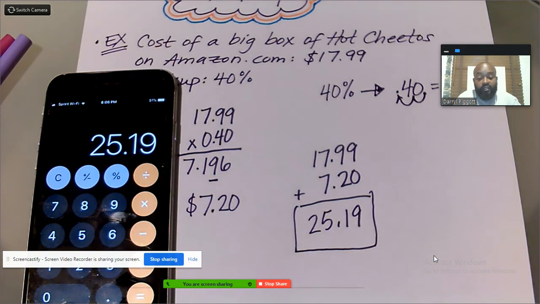So hopefully, the main thing you need to understand is that on a markup, you're going to find a percentage, and then you're going to add it to that original price. On the next problem we're going to do a discount. And on discounts, we'll be subtracting.